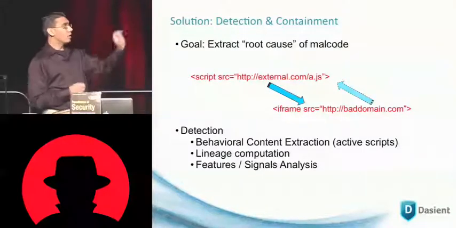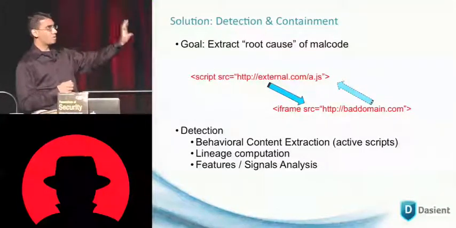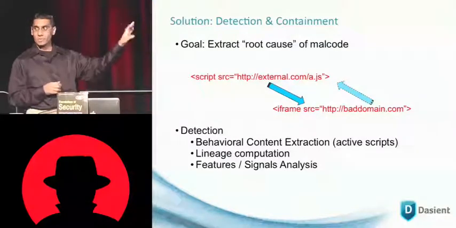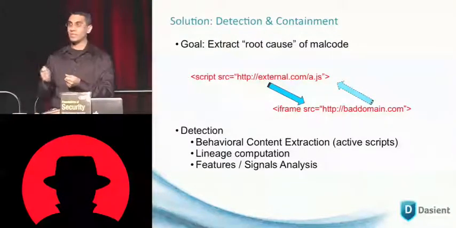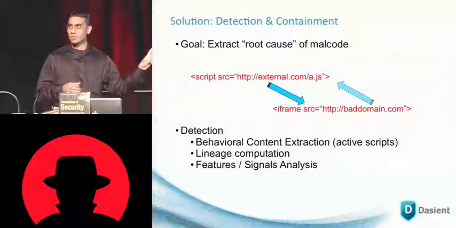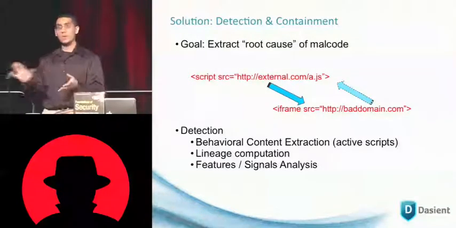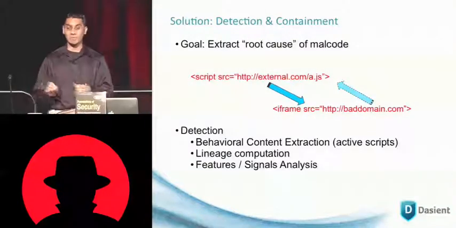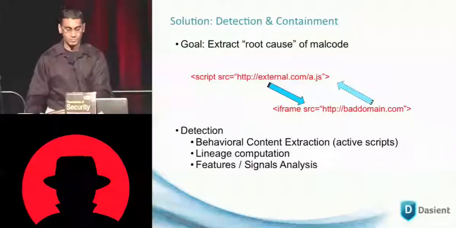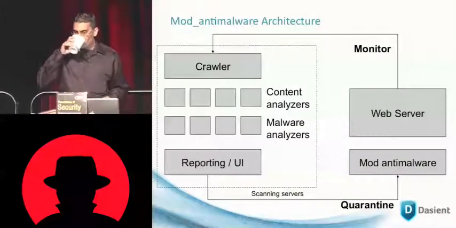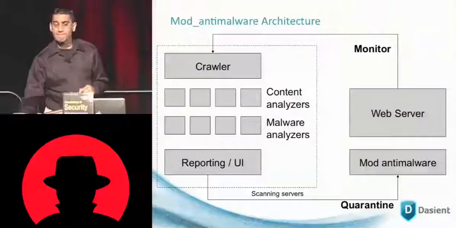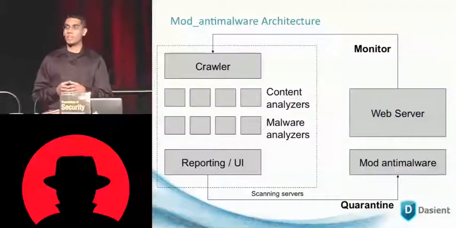And so there are certain requirements for a detection service to be in place in order to do very solid containment. Anyhow, I talked a little bit about detection, but I'm going to spend most of the rest of the talk talking about the containment piece and talking about mod anti-malware. So what is the high-level architecture for mod anti-malware?